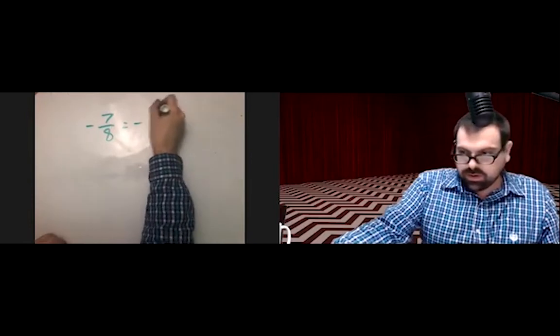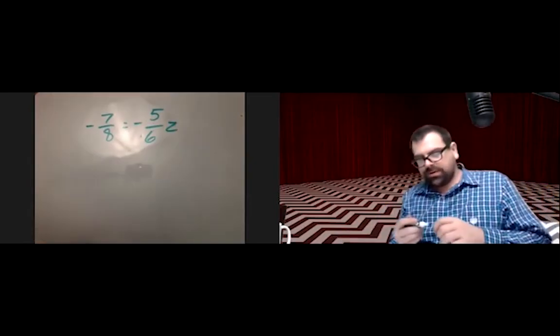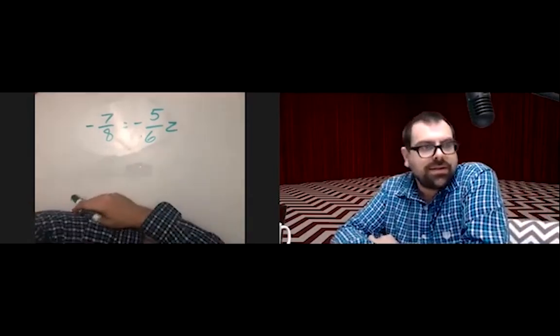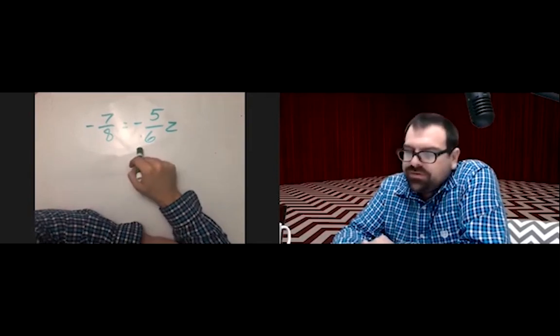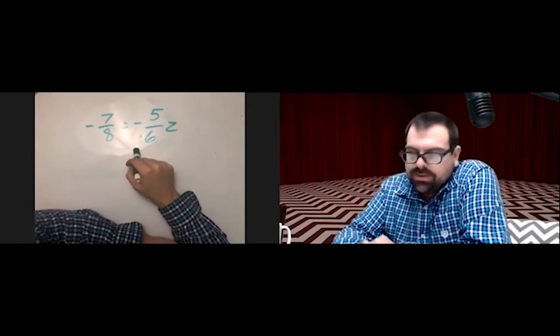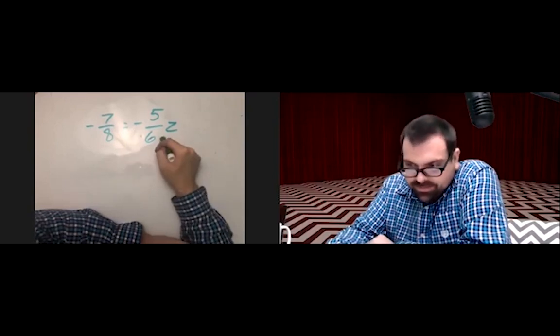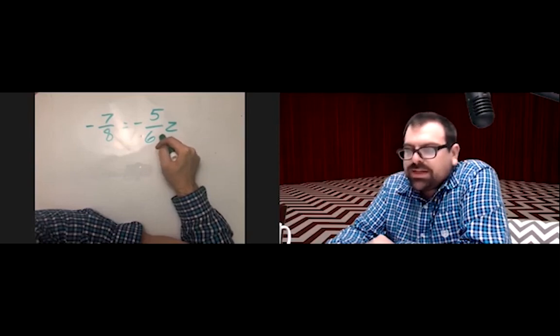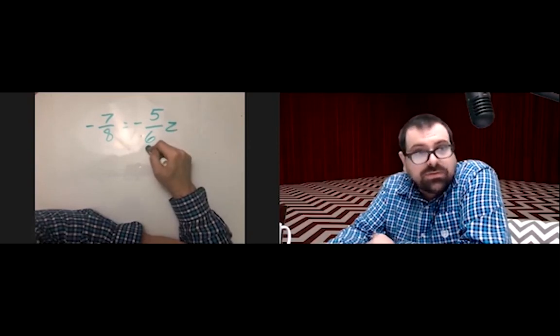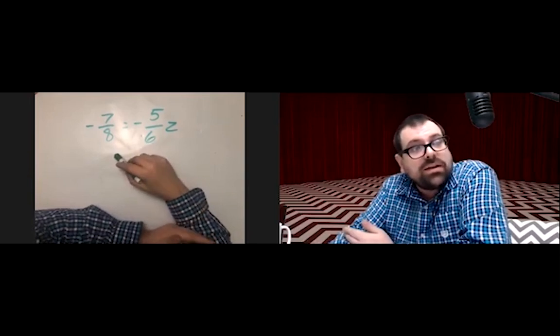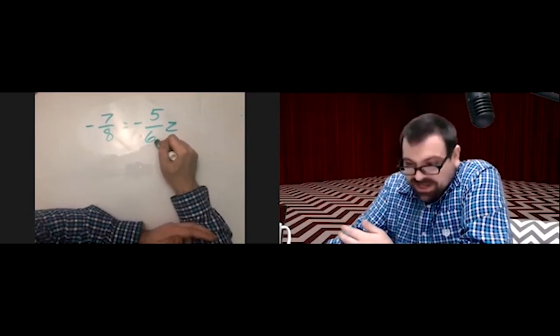Now, let's remember what we did when we have something like this. Negative 7/8 equals negative 5/6 z. We want to get the z by itself, which means we need to undo multiplying by this fraction. Multiplying by a fraction is dividing. Z is being multiplied by the fraction. We need to undo multiplying with dividing by the fraction.